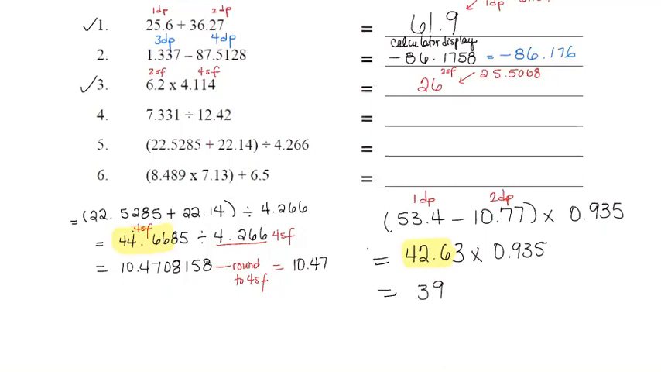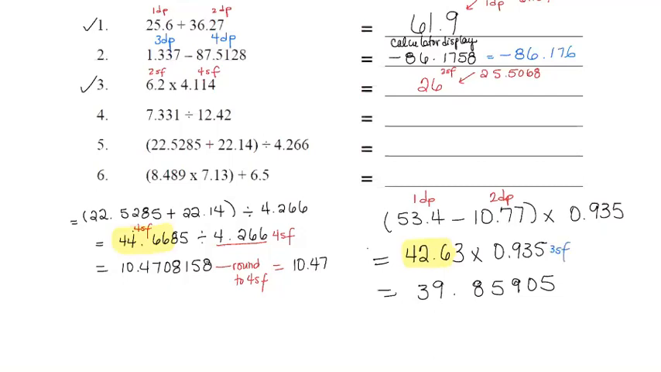I get 39.85905. Put a one in the chat if that's the final result that you got. Excellent. Now I ask myself, okay, what is the last operation that I'm doing? Well, if we look closely, we are doing multiplication. So now I have to look at the sigfigs in this new realm. Thank you, Katie. Exactly.